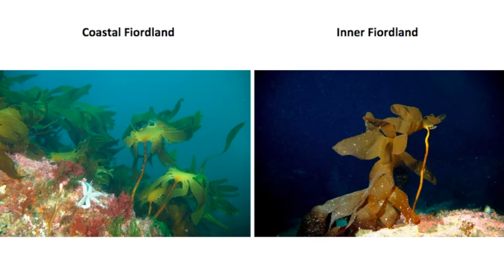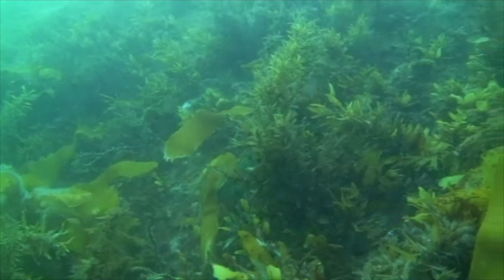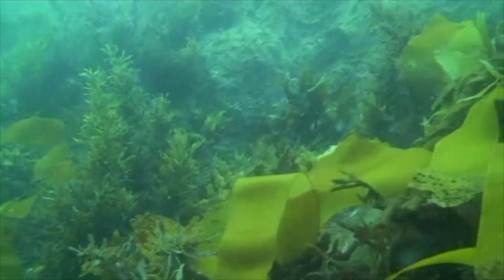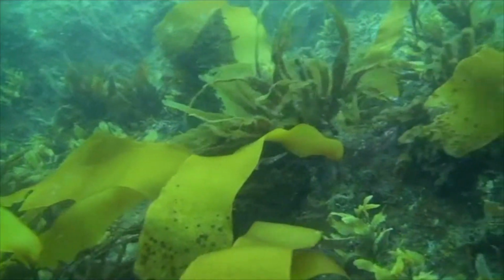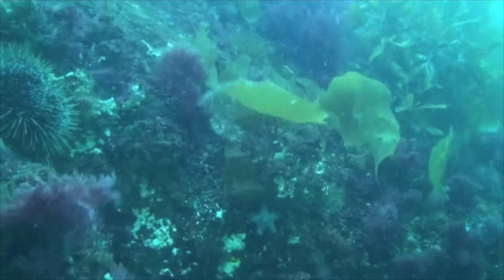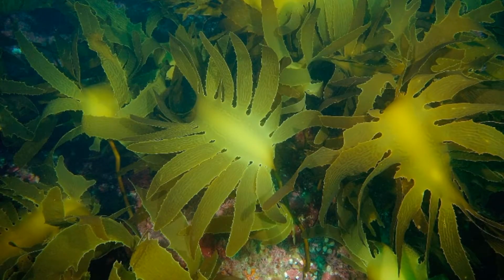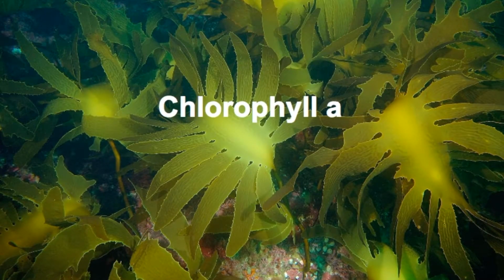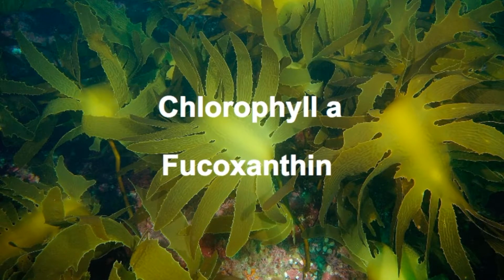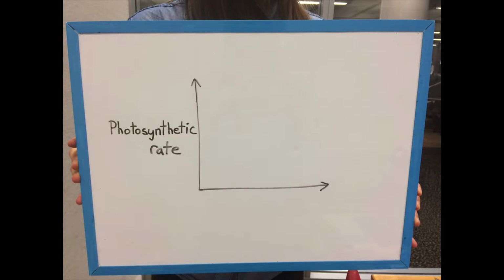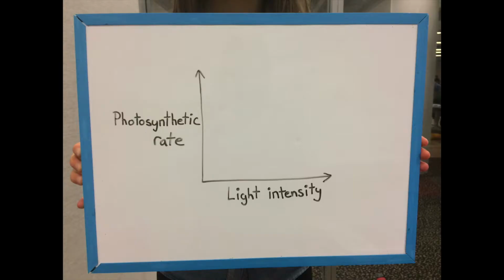These two types of common kelp also differ in the concentrations of pigments they have in their blades. To do photosynthesis, kelp absorb light energy from the sun using pigments. Pigments are also what give them their colors. In common kelp, two pigments are really important, chlorophyll A and fucoxanthin. When kelp have more of these pigments, they can absorb more light energy and do photosynthesis more efficiently. In other words, they have a higher photosynthetic rate for the same light intensity.